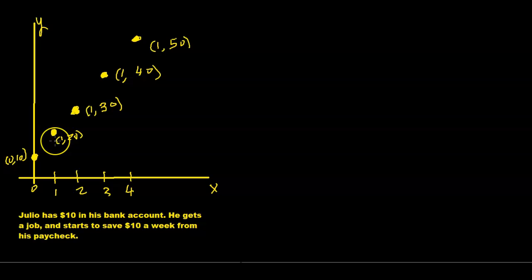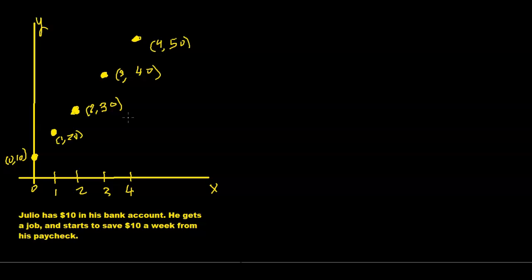After 1 week of saving from his job, he has $20, right? After 2 weeks, he has $30, right? After 3 weeks, he has $40, and after 4 weeks, he has $50, right? So clearly, the outputs of this function, the amount of money he has at the end of each week, is an arithmetic series, right? Because it increases by the same amount each time.